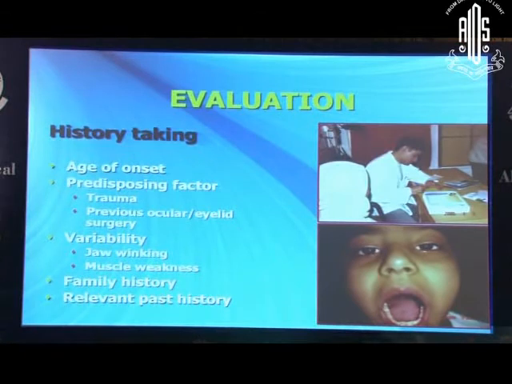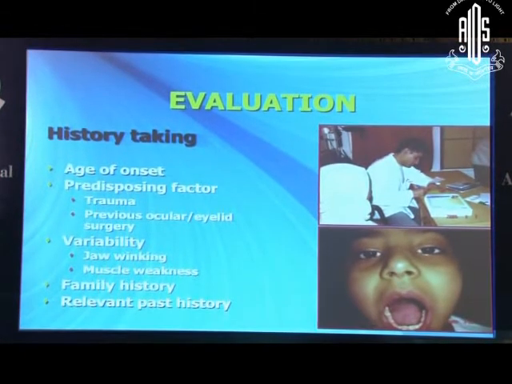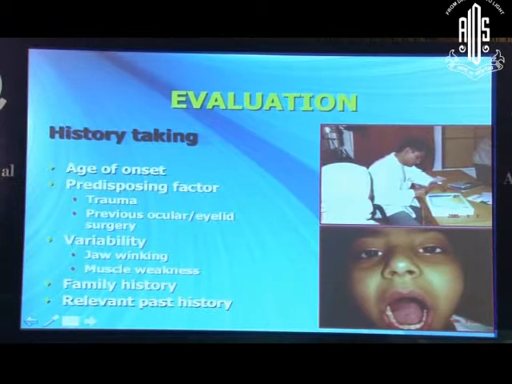You need to know the age of onset to differentiate between the congenital and the acquired ones. You need to look for the factors which might have brought about this condition in acquired cases. You need to look for the variability of the ptosis, which may be as a result of the jaw winking phenomenon or as a result of a condition like myasthenia. And then you need to have a family history, as we know that the congenital ptosis does tend to run in families, and the relevant past history, particularly with regard to previous treatment.